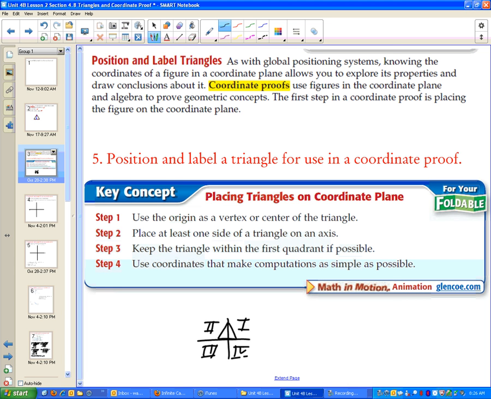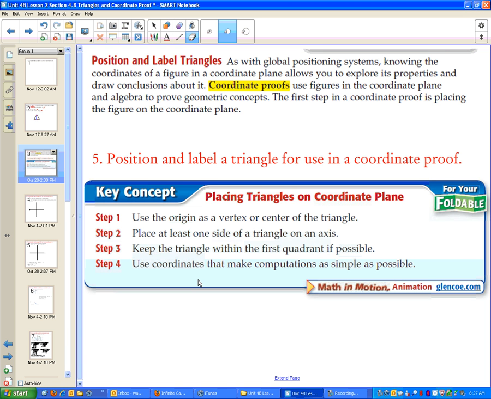And then use coordinates that make computations as simple as possible. We try to use either just a letter or maybe 2 times a letter. Or maybe for some reason, like if our constant is b, maybe we want to use just b. Maybe it would be better to call it 2b, 3b. Don't do something like 2/3 b minus 7 as a coordinate. You're just making things way too difficult.